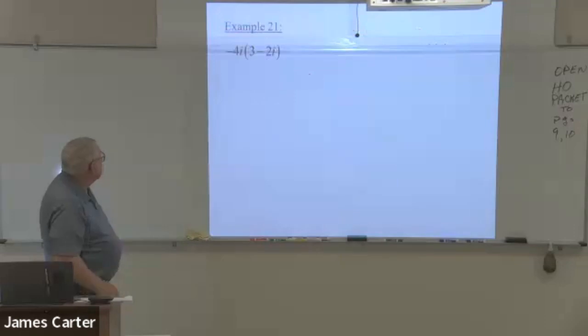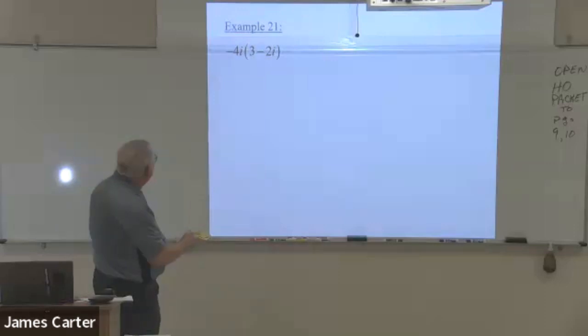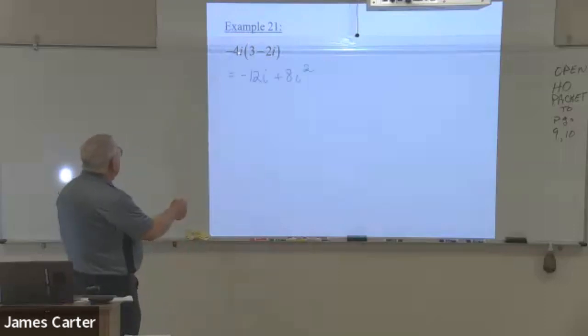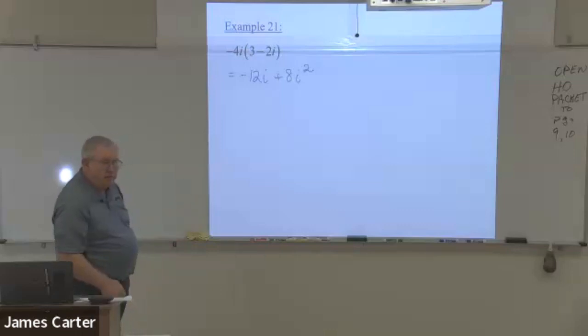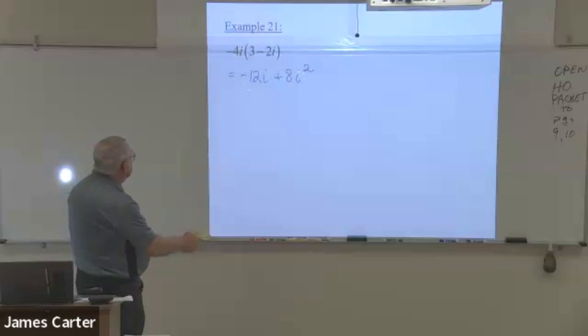Again, the rules. We're dealing with multiplication now. Here I'm going to take negative 4i and I'm going to what? Distribute it to both of these terms. When I do that, negative 4i times 3 is negative 12i. Negative 4i times negative 2i is positive 8i squared, because the negatives cancel each other out. So I got this business.